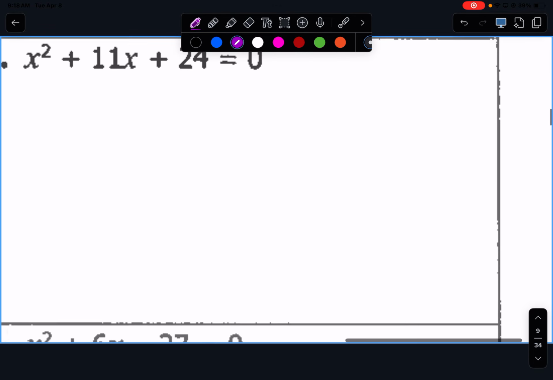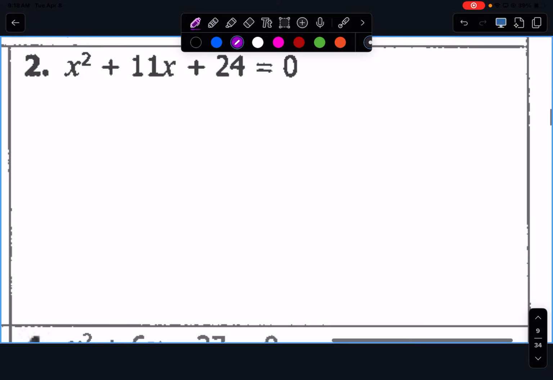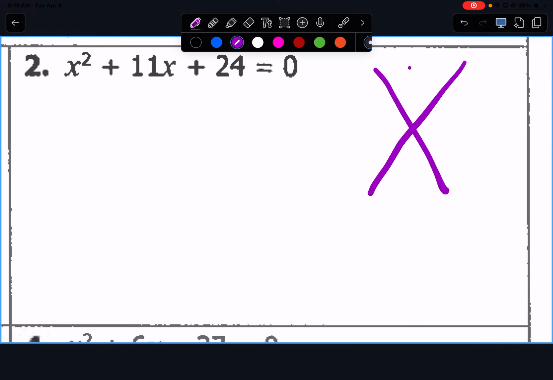All right, so number 2. What multiplies to give it? What is a times c? What is b? 11. What multiplies to give us 24 but adds to give us 11? 8 and 3. 8 and 3. Can I use the shortcut for this one? Yes. Why? Because a is 1. Okay. So how would I write this using the shortcut?